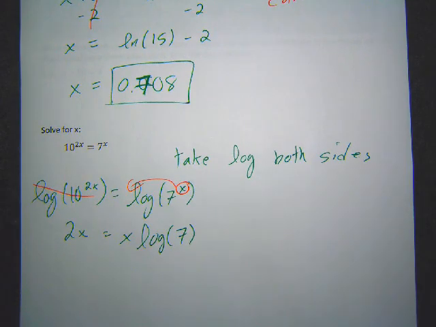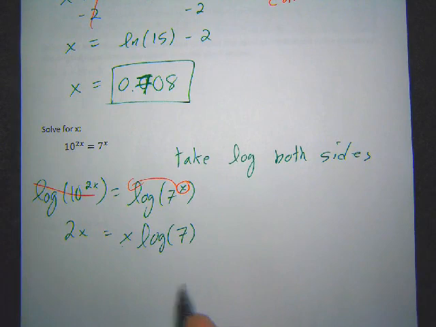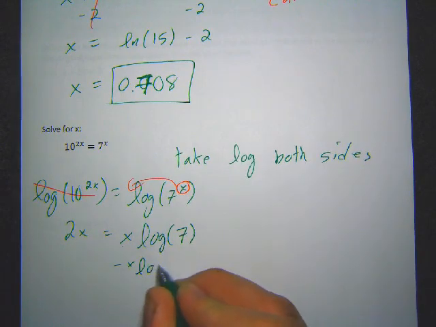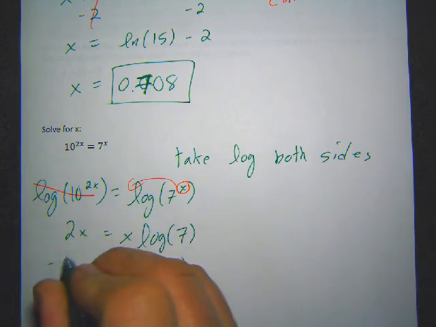If you have an x on both sides, what do you do? This one, we want to solve for x. So the next thing we're going to do is get everything on the same side. So we can get all the x's on the same side. So I'm going to subtract this x log 7 from both sides.